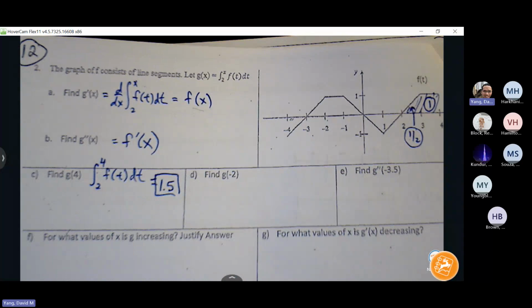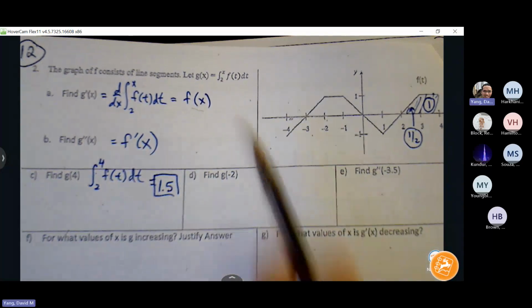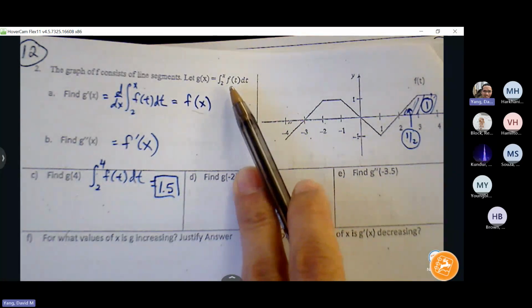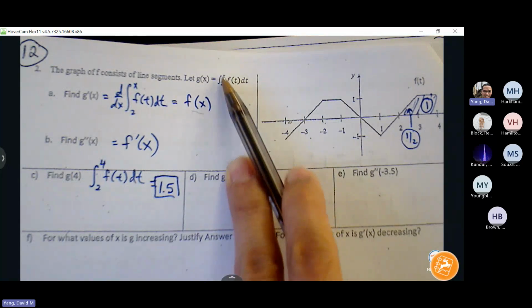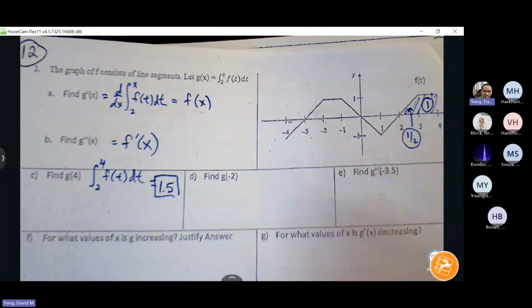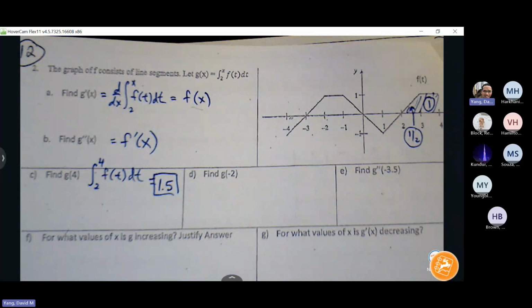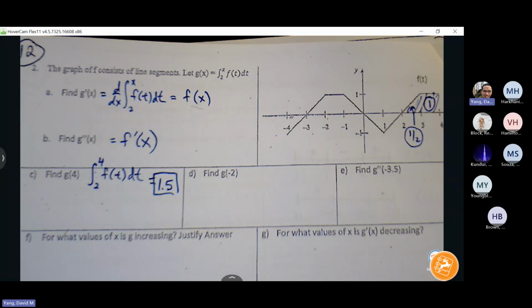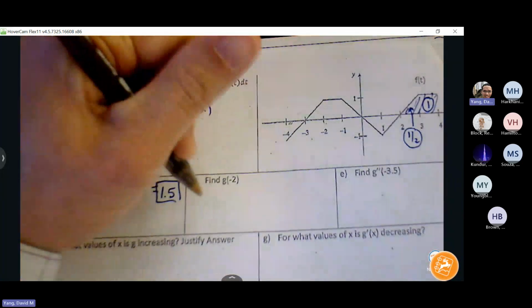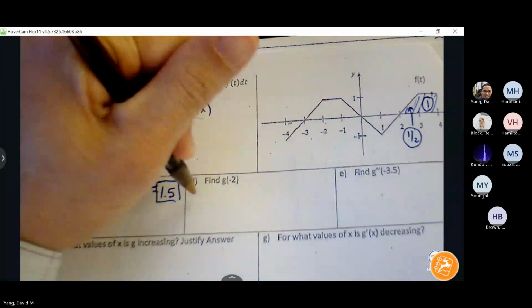Okay, next up, find g of -2. Again, we're still using the same definition. We want to go from 2 to -2. Always start off with what the rule tells you, and then after you write something down, you can decide, okay, do I need to adjust it? Then adjust it. Don't try to do too much at one time. You may forget about the negative if you do that.